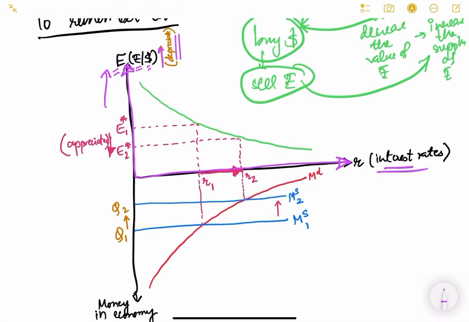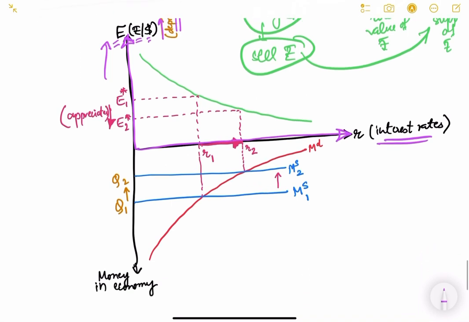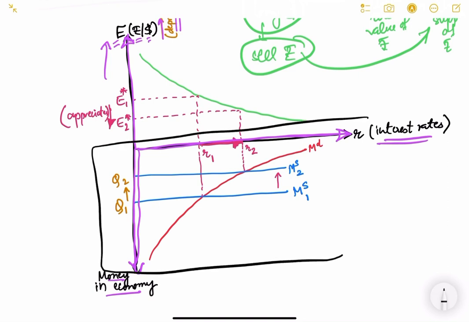Here we have interest rates on the x-axis. This x-axis is common, and on the negative side of the y-axis I have put money in the economy. Now try to look at this market. This is your normal money market, interest rates versus money. This red curve is your money demand. For example, this is your initial money supply.